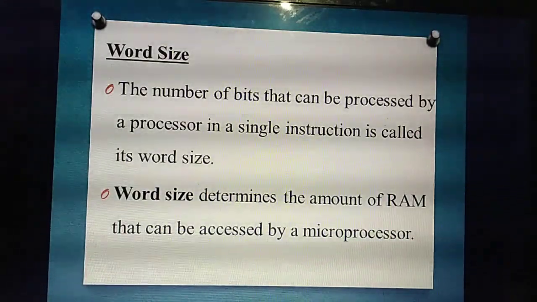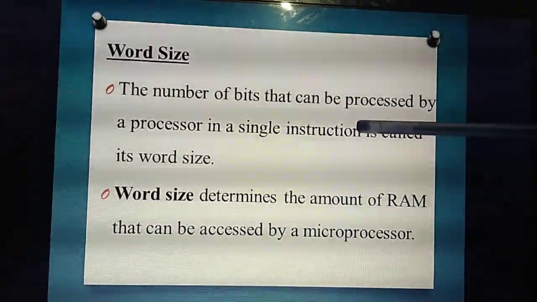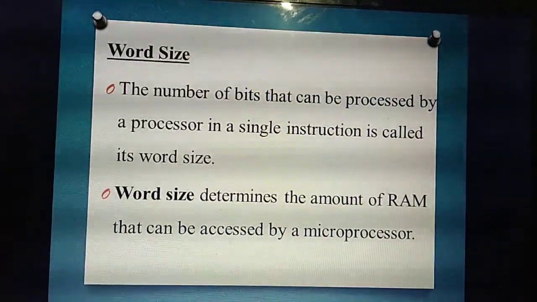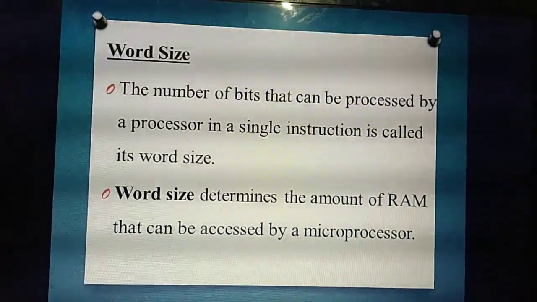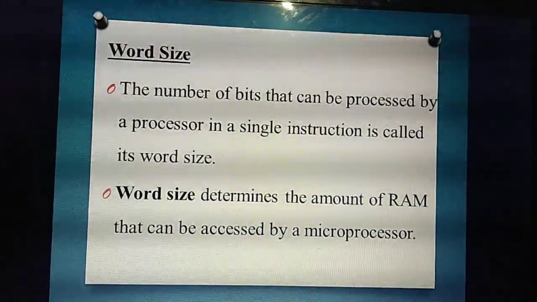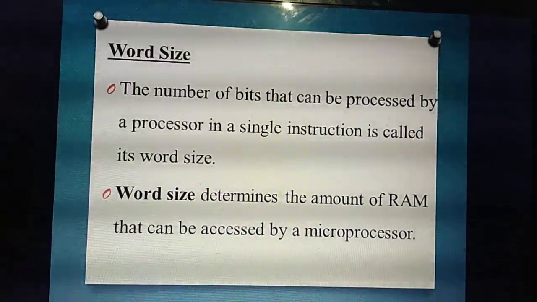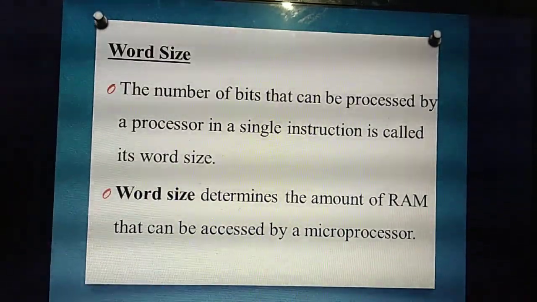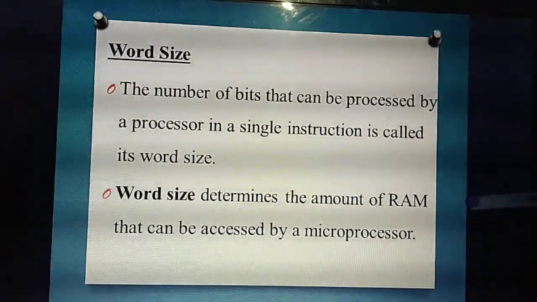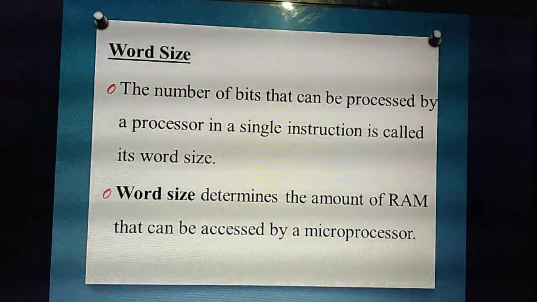Likewise, if we are giving one single instruction, the instruction means input. The input is taken by the computer by means of bits, that means 1s and 0s. So in a single instruction, how many bits can be processed by a processor? How many bits can a microprocessor process for a single instruction? Understand? That is called word size. So this word size determines how much amount of RAM can be accessed by a microprocessor.